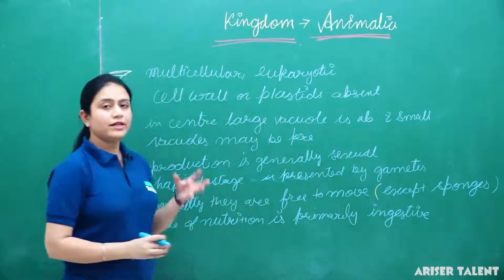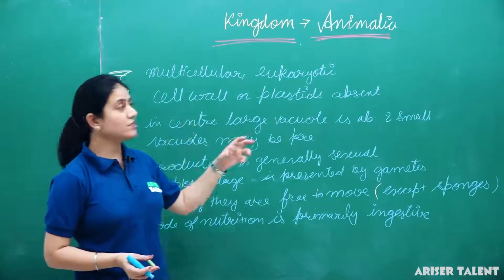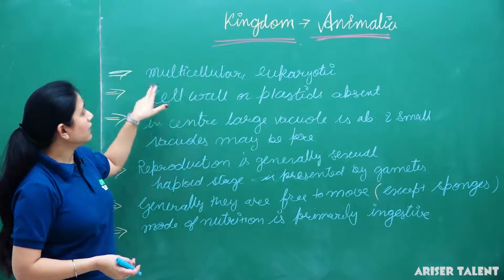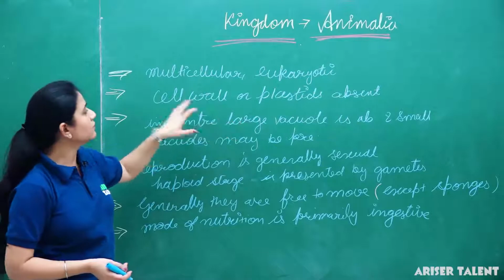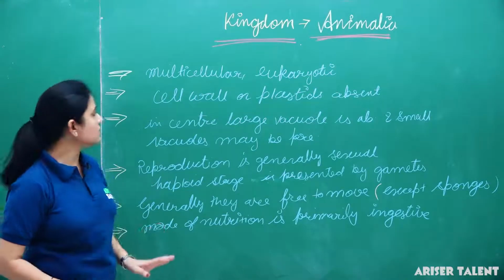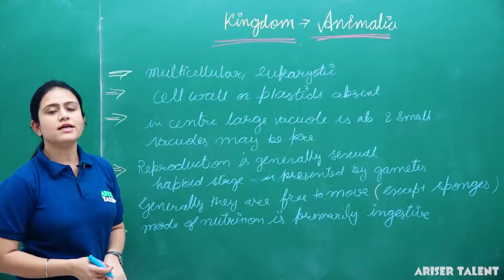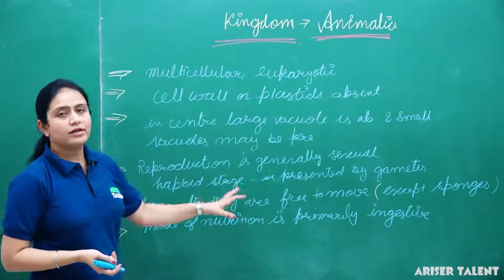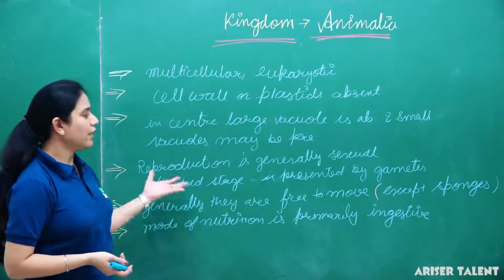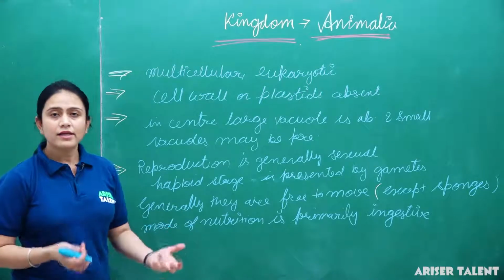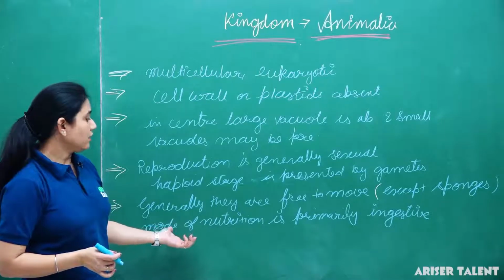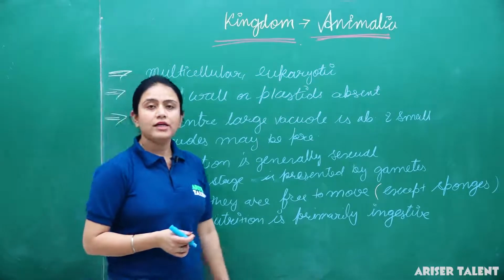Clear? What are the characteristics of organisms which come in kingdom Animalia? They are multicellular, eukaryotic, cell wall or plastids are absent. Central large vacuole is absent, small vacuoles may be present. Reproduction is generally sexual and haploid stage is represented by gametes. Generally they are free to move and mode of nutrition is primarily ingestive.